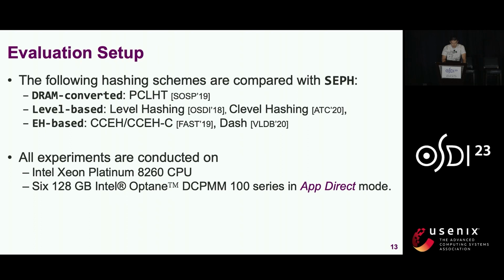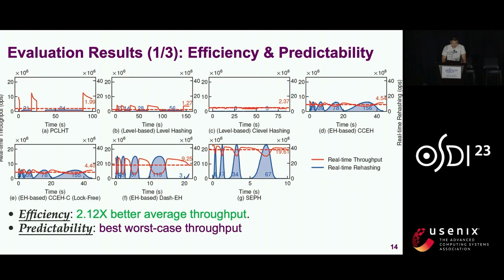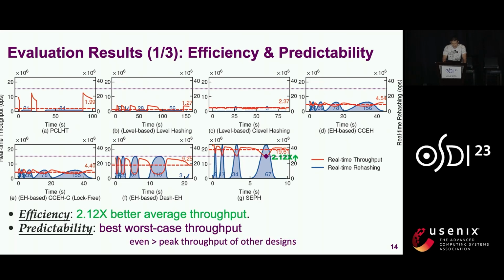We compare SEPH with the state-of-the-art designs, and all the experiments are conducted on the Intel platform with Optane 100 series in App Direct mode. The first result shows SEPH has good efficiency with at least 2 times better average throughput. At the same time, SEPH has good predictability with the best worst-case throughput, which is even larger than the peak throughput of other designs.